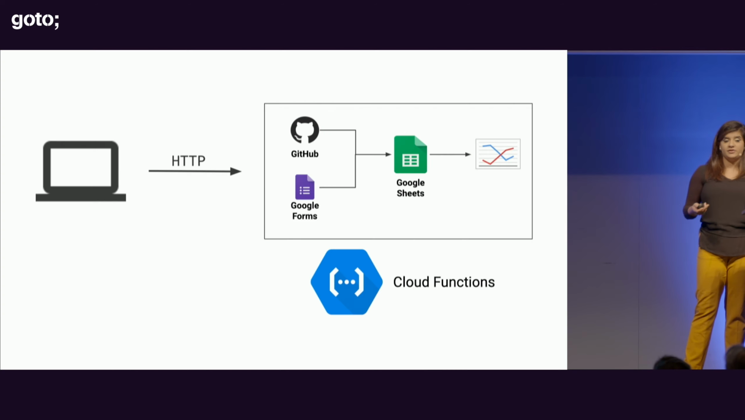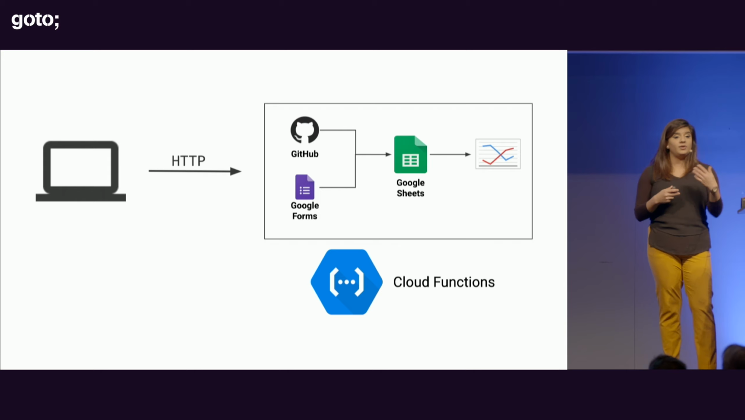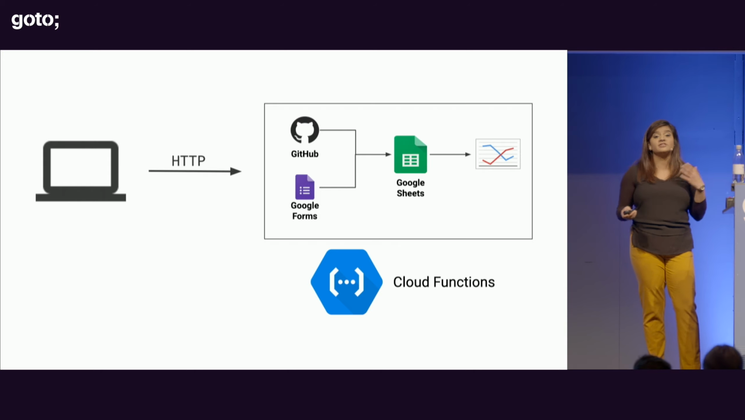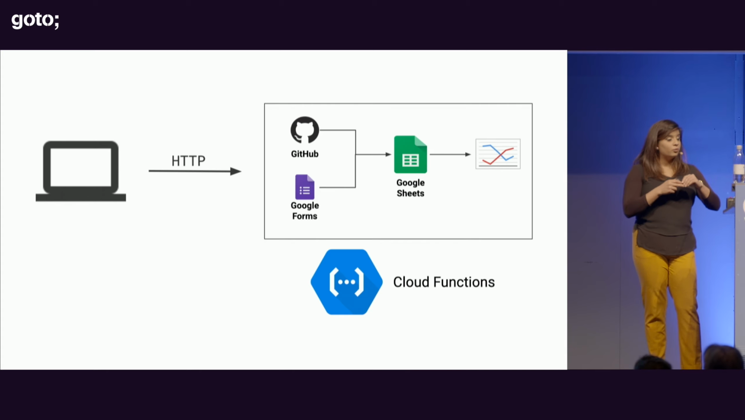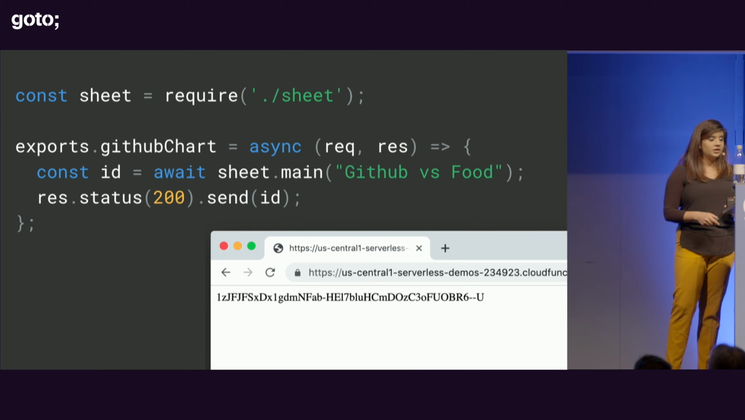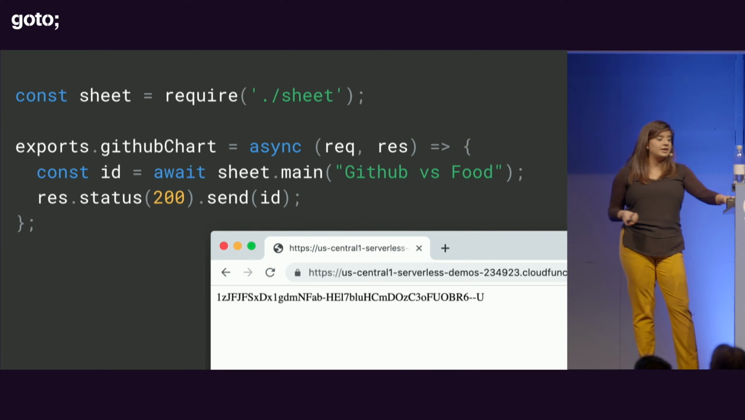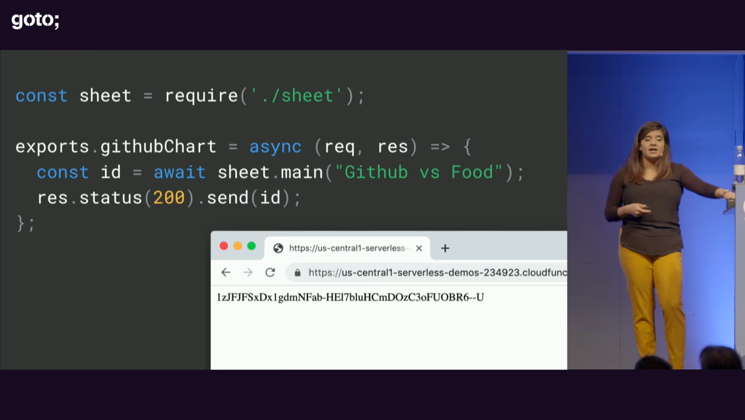So now that we know cloud functions, we're going to wrap up all that code that we had in part one and then deploy it so we have a serverless backend that will do all this processing for us. This service will read the data from our sources and then produce a chart, all while running in a data center somewhere in the cloud. So we upload the code that we had in part one with an exported function called GitHub chart, which is our main logic and does all that processing. Once it's done, we send back a 200, just like in Hello World. And here, we're actually going to send back the ID of the spreadsheet, which has that chart.